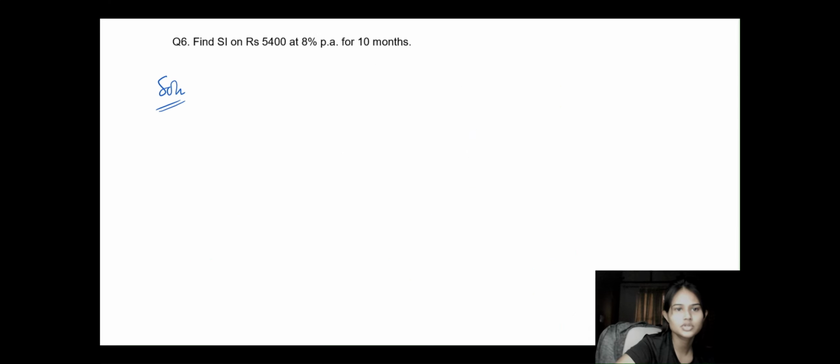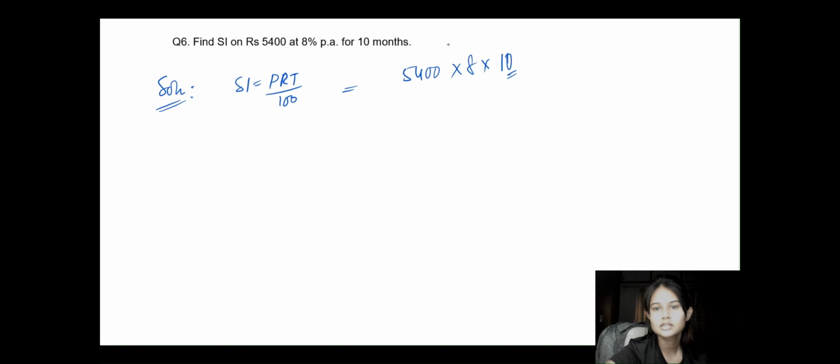is a pretty easy question. We have to just find the SI. SI equals PRT/100. P is given as 5400 into 8 into 10. Now, do not ever get trapped in this. This is told 10 months. So we have to convert it.